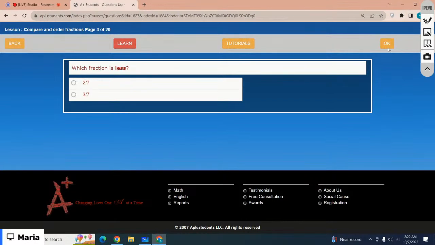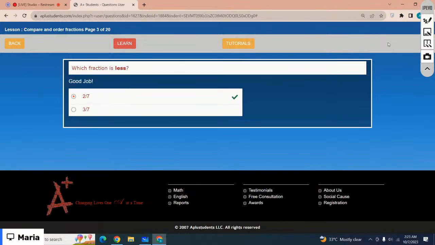Okay, the next one is which fraction is less? 2 over 7, 3 over 7. Which is the correct option? Yes, the correct option is 2 over 7. Very good. 2 over 7 is less than 3 over 7.